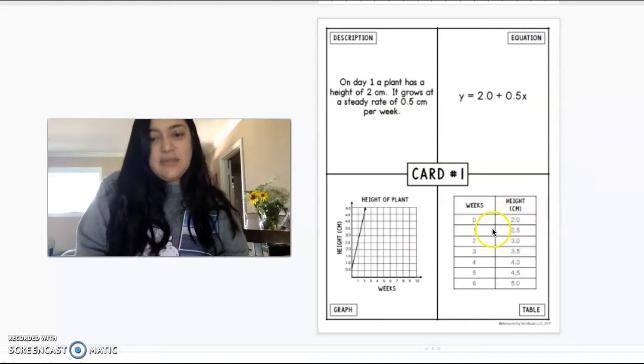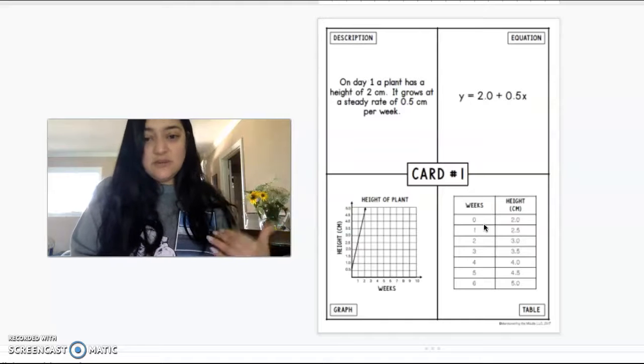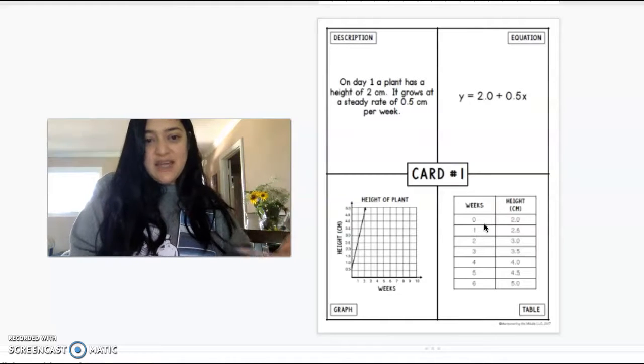And then the table's correct. At 0 weeks, the plant started at 2 centimeters. That's what the description says. Each week we add half a centimeter, and that's what's going on here. Half a centimeter each time.